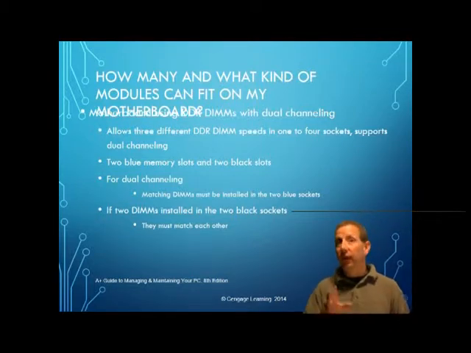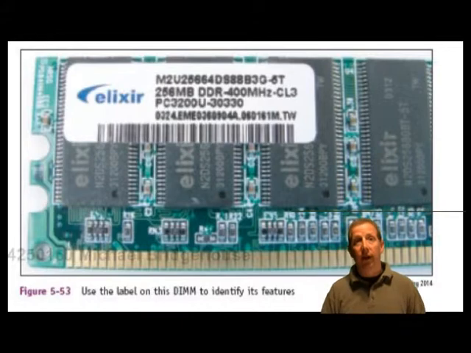Now, for example, if you decide to upgrade the system to 1 gig of RAM, you would buy 2 DDR 400 MHz CL3 DIMMs that support dual channeling. For best results, you need to also match the manufacturer and then buy the Elixir memory.